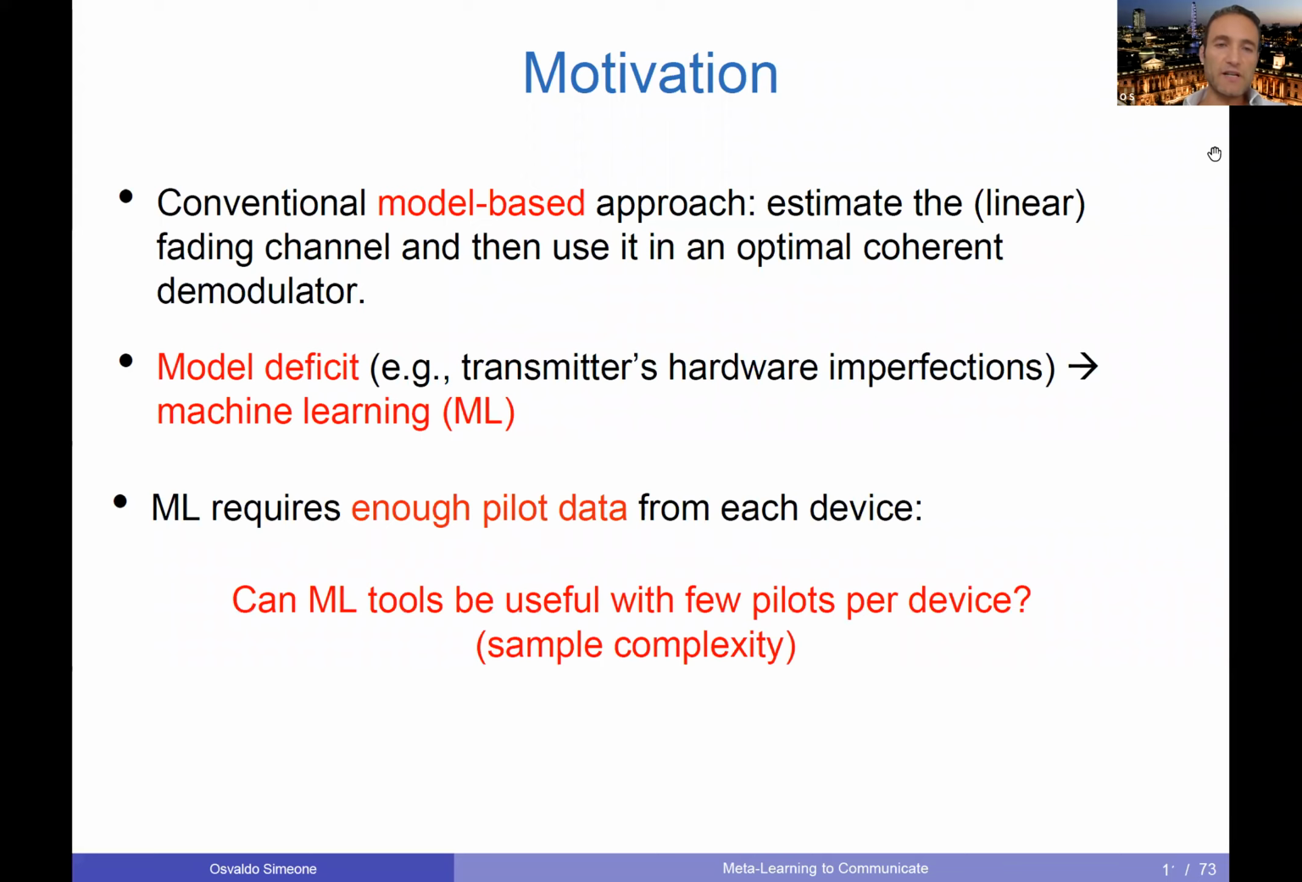The issue here is that if we try to use machine learning for designing a demodulator or a decoder for, let's say, any one of these devices from which we are receiving, we just don't have enough data, pilot data, to train a demodulator or a decoder from scratch. And so we have a sample complexity issue. We don't have enough samples. And so the question is, can we still use machine learning to design the receiver?